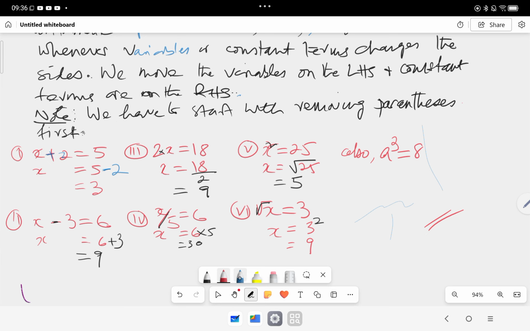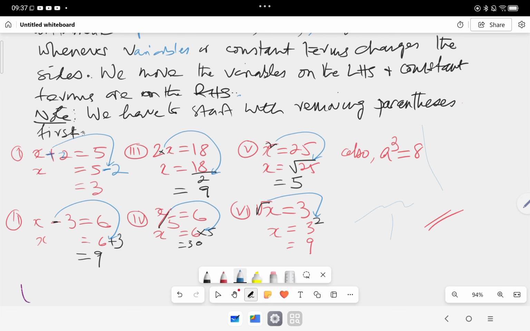So simply, when we take the opposite action, positives become negative, negatives become positive, multiplication becomes division, division becomes multiplication, a square becomes a square root, and a square root becomes a square. These are the main ideas. When you know this idea, the equation will be very easy to solve.